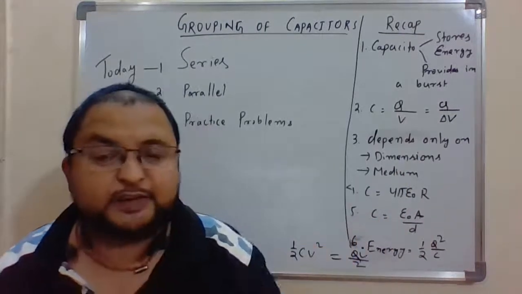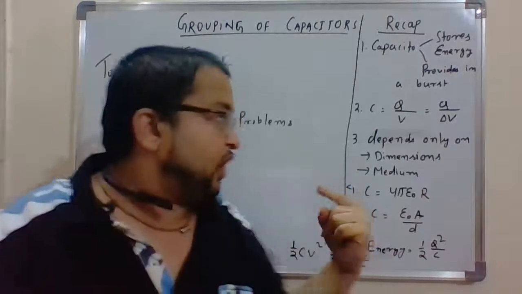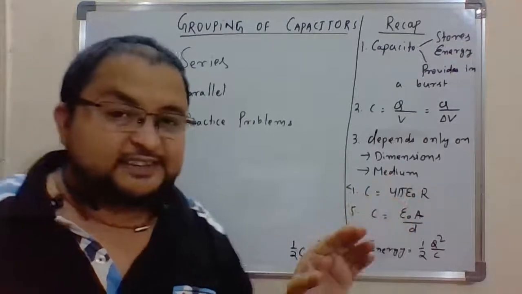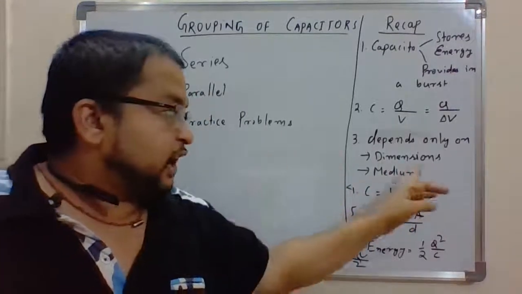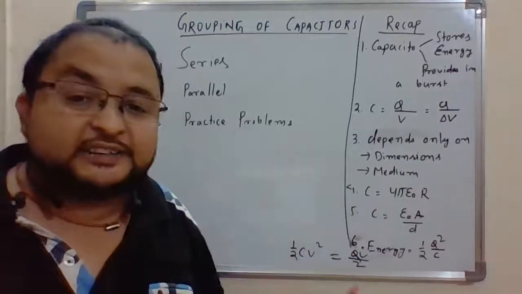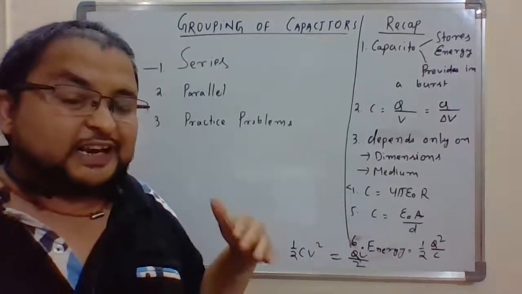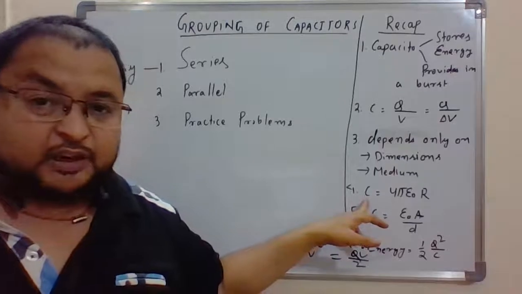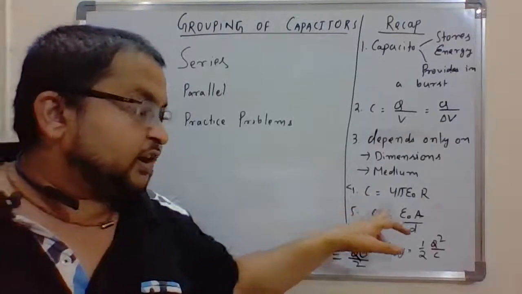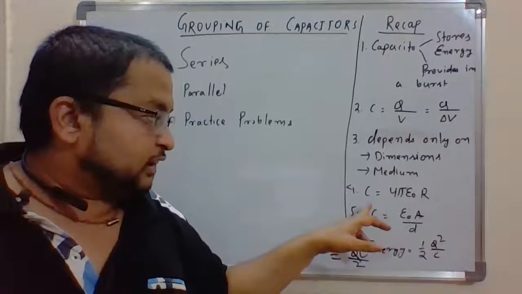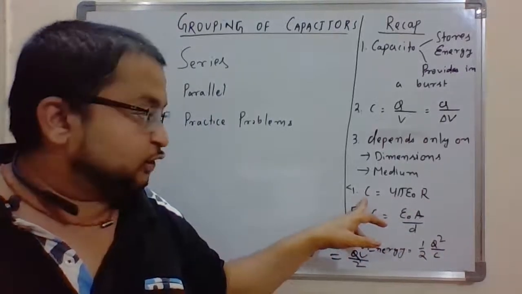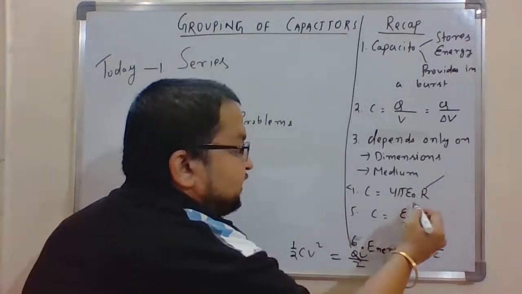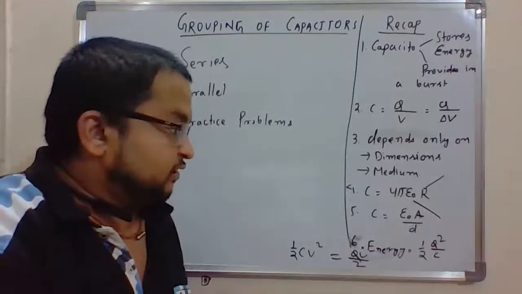That capacitance depends only on two things: one is the dimensions, and the second is the medium between the two plates. It does not depend on anything else. We saw this in the different kinds of capacitor that we started with in the second class. We started with a theoretical spherical capacitor, and its capacitance is C equals 4 pi epsilon naught R. Here also it depends on the dimension and the medium and nothing else, right?